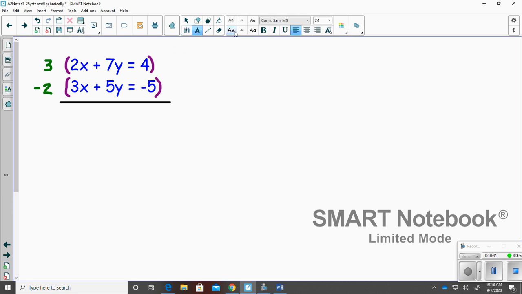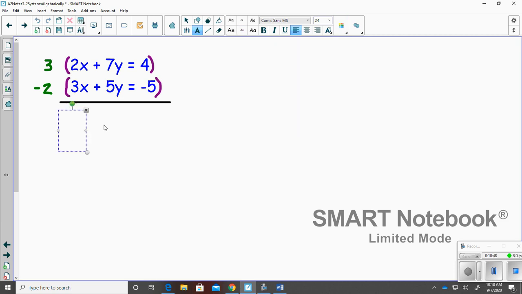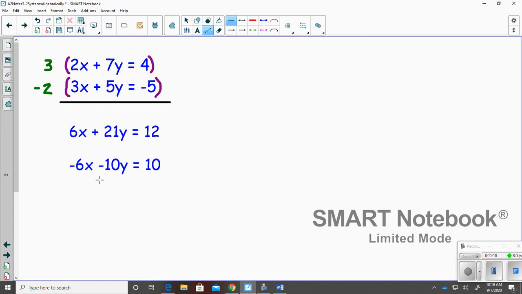Okay, so the next step is to actually distribute through. We're going to change the top equation to 6x plus 21y is equal to 12. When I multiply the second equation by negative 2, it becomes negative 6x minus 10y is equal to positive 10. Basically we have changed the way the equations look, but they're still equivalent to the original.